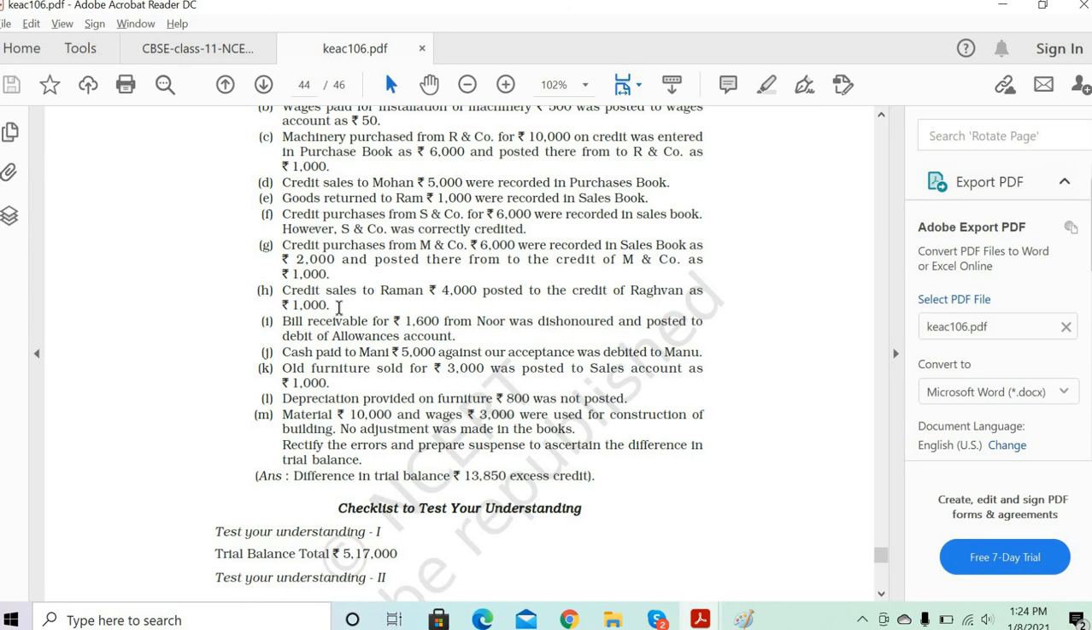Now, what you are doing is, you posted to the credit of Raghavan as 1000. So again you are debiting, both are credit sales. Ideally you have to debit 4000 from Raman's account, but you are debiting Raghavan's account with 1000 rupees. Got it? So that means Raman account will get debited for 4000 and Raghavan account will get debited for 1000.